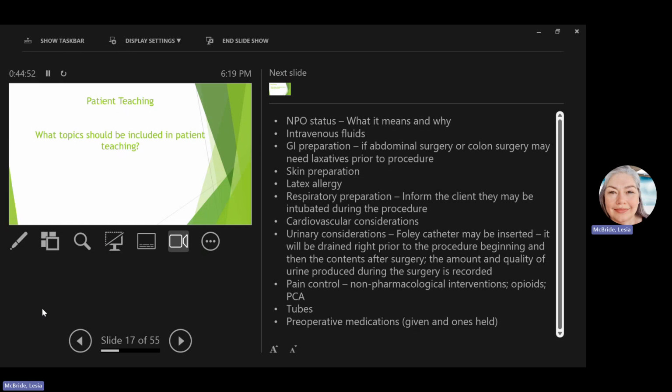We need to consider cardiovascular. Do they have heart issues? Do we need to be concerned? Urinary considerations. Are they going to have a Foley? Will the Foley be removed, or are they going to have it after surgery?